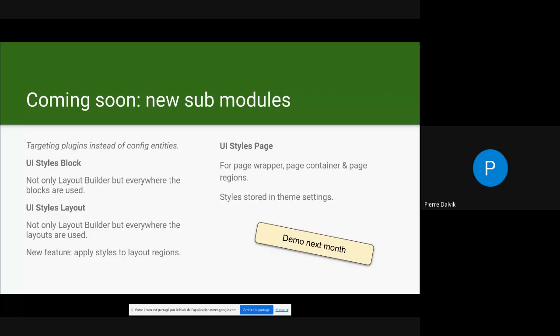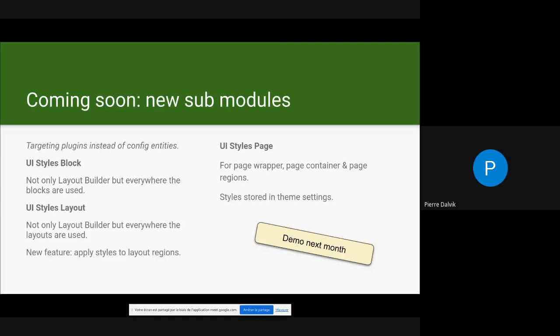For example, we will be able to apply styles to a layout region. So imagine you are putting a 3-column region, and you will be able to change the margin of the second region to have a nice offset effect without doing crazy stuff with your layout plugin.